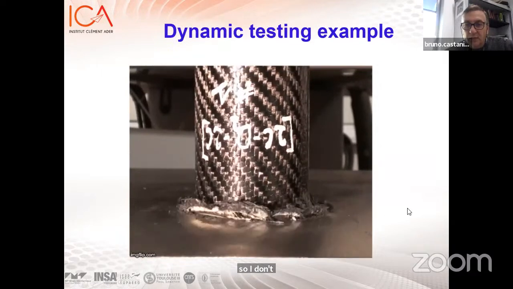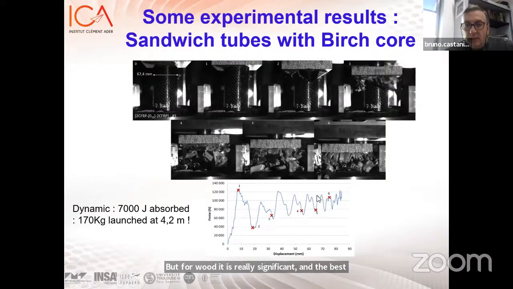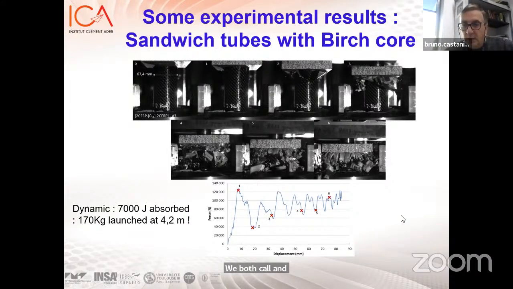So you have this kind of crush. The interesting result is that if we add wood, we increase the energy absorption. So we have a significant contribution of wood to the crush behavior. It's quite unexpected. This is not the case for foam or so on, but for wood, it is really significant. The best result we had is that we absorbed 7,000 joules. It means a 170 kilo mass launched at 4.2 meters per second, with a tube with birch core and for a distance of 80 millimeters.